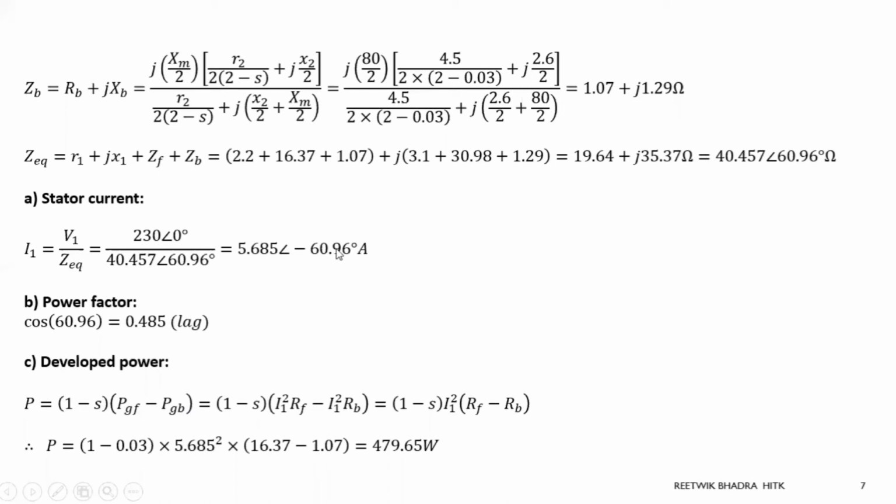So V1 by Z equivalent gives the angle minus 60.96. So we'll do cos of that 60.96, we'll get 0.485. Recall our facts of transformer and also your first year theories. This minus indicates lag. So that's why in bracket we always have to write the power factor, whether it is leading or lagging. So I've written lag over here.